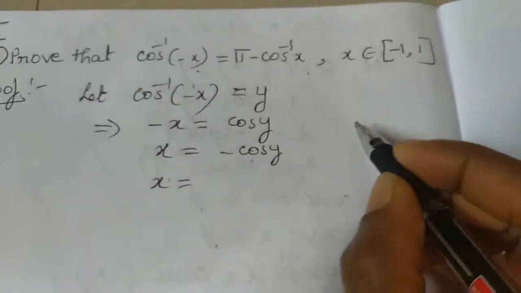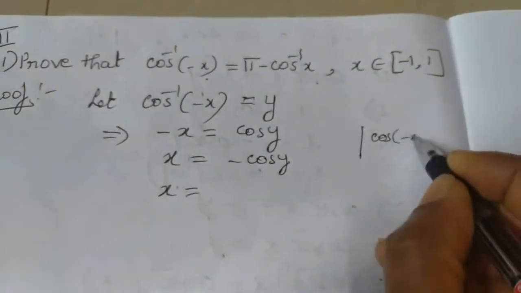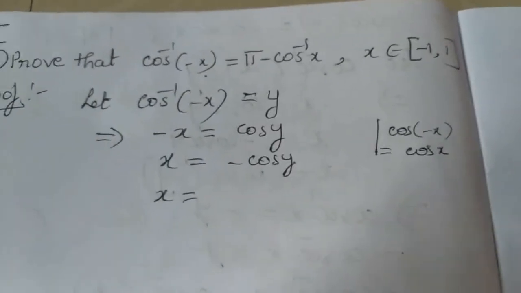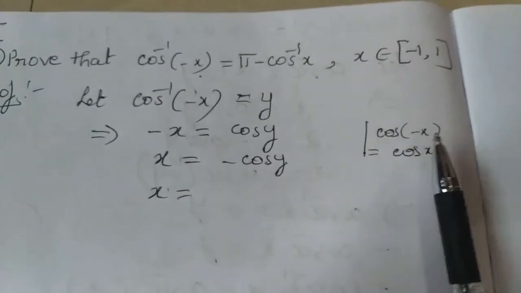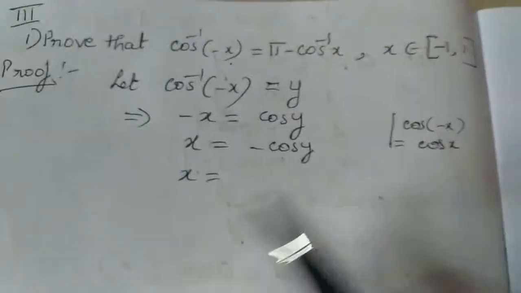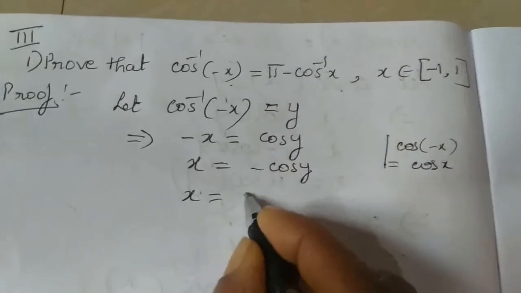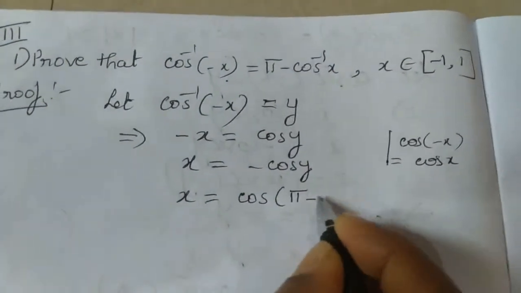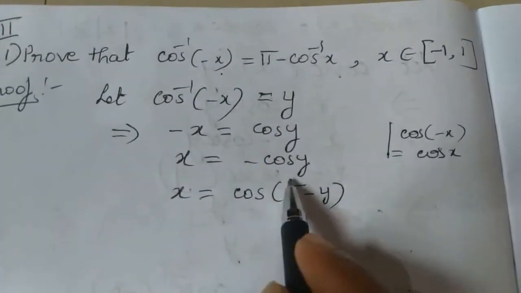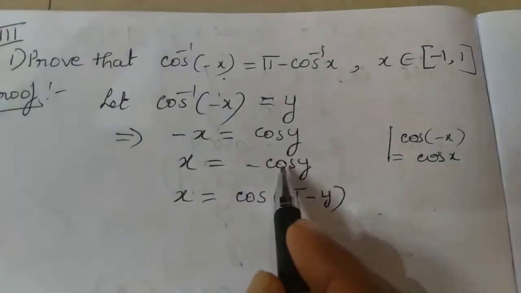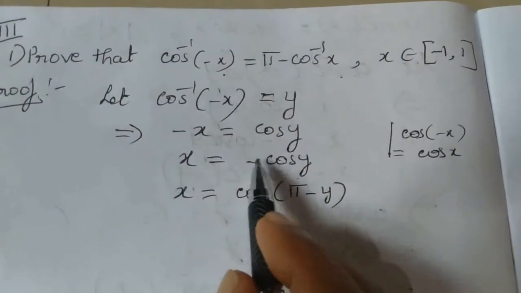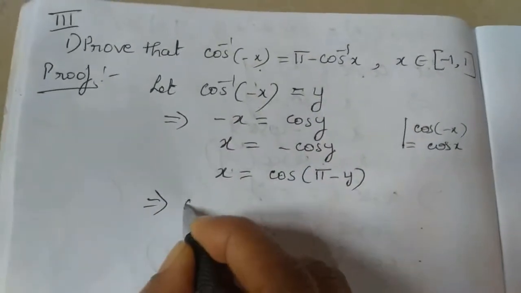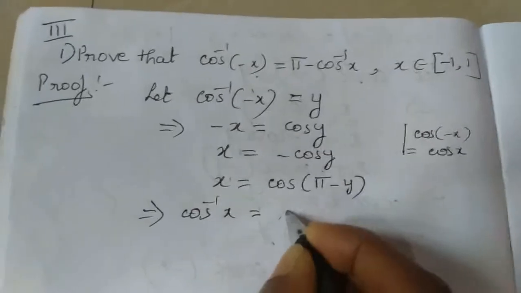But we know that cos of minus x is not equal to minus cos x. It is plus cos x only. In the previous 3 cases, it is possible because sin of minus x is minus sin x, but here it is not possible. We know that in the second quadrant, cos function is negative. Therefore, I will write it like this: cos of pi minus y, second quadrant. Now, this is the same as cos inverse x is equal to pi minus y.